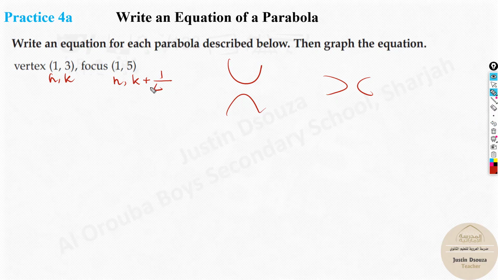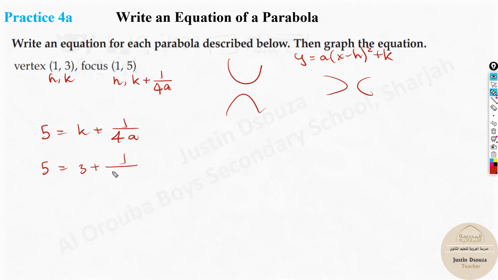Now with all the information which we have over here, we can try to write the equation. We know the standard form of the equation is y equals a of (x minus h) the whole square plus k. We have h and k. We don't know the a value, but we have lots of information here. So I'll equate 5 is equal to k plus 1 by 4a. What is the k value? k is known from the vertex, that is 3 plus 1 by 4a.